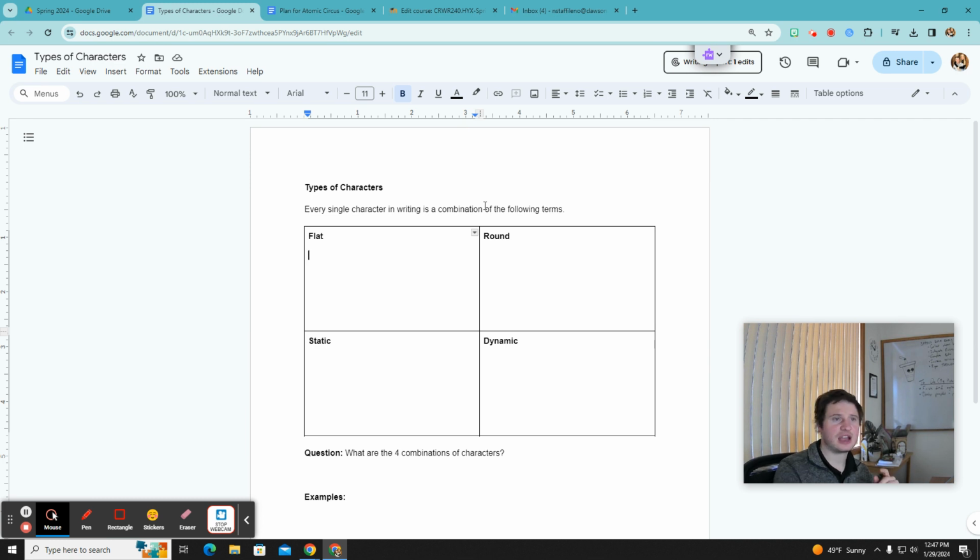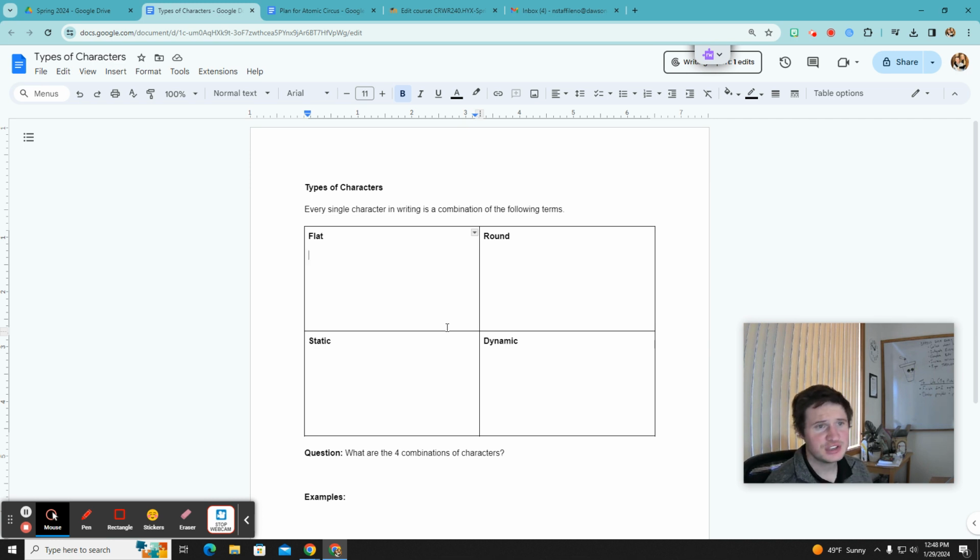The type of characters that you create will determine what level of detail you go into and if you use a spare paragraph or not. So we're going to go through each of these terms. A quick question is, what are the 4 combos that you can have from this? And then we'll talk about some examples as well, and I'll tell you where spare fits into all of this as we go.